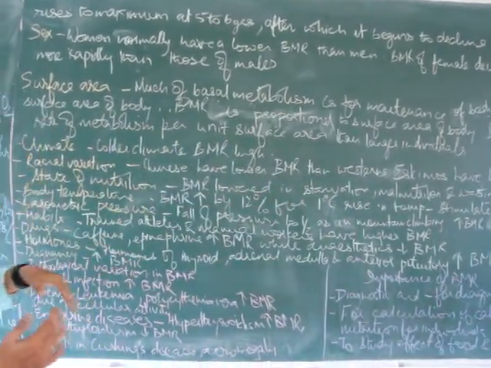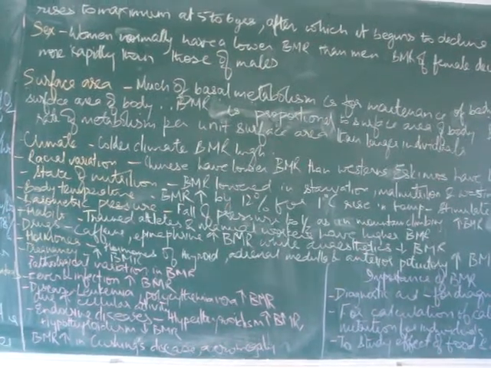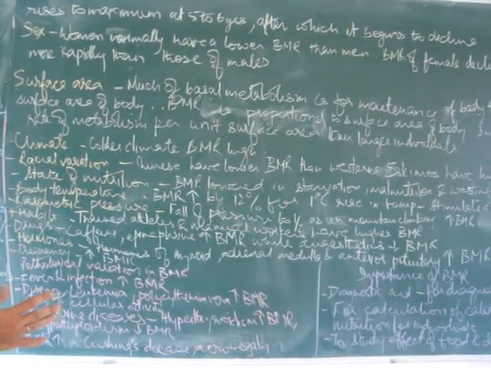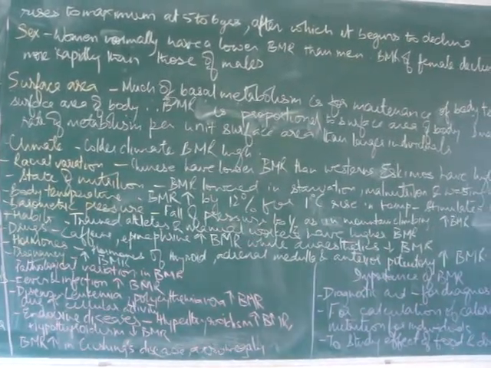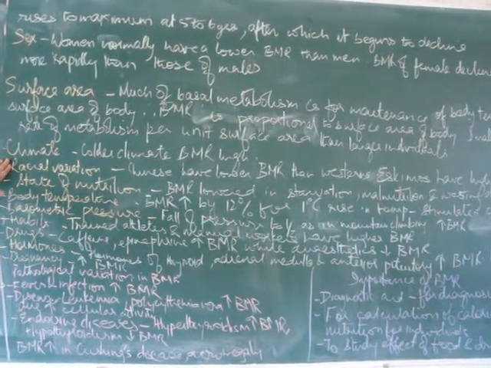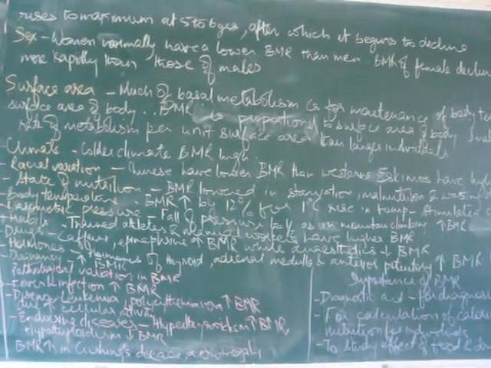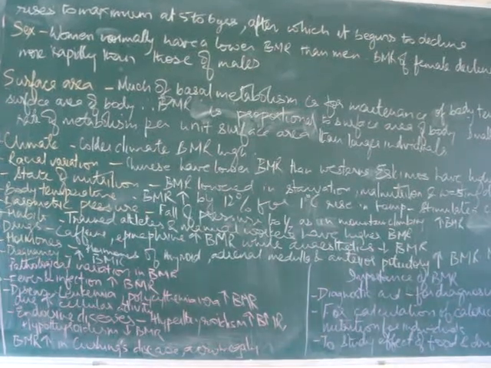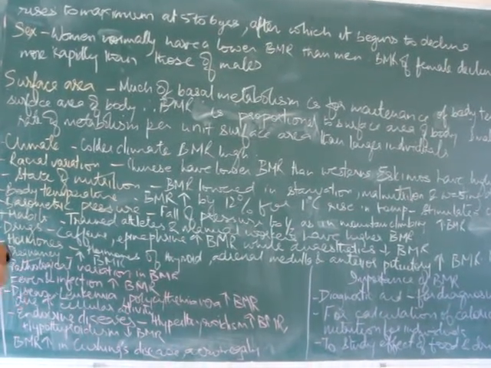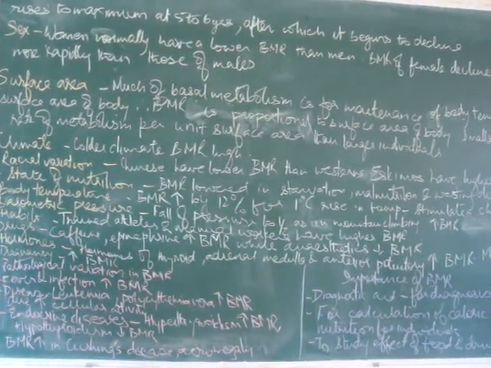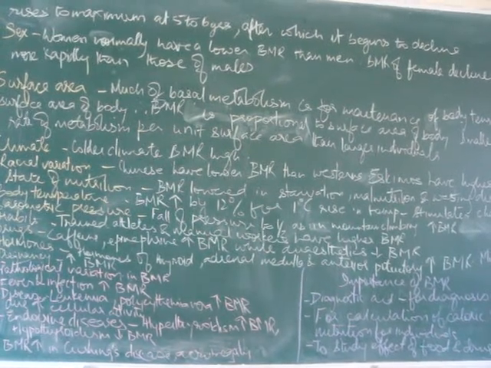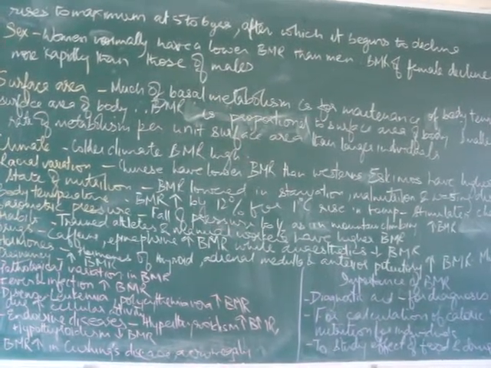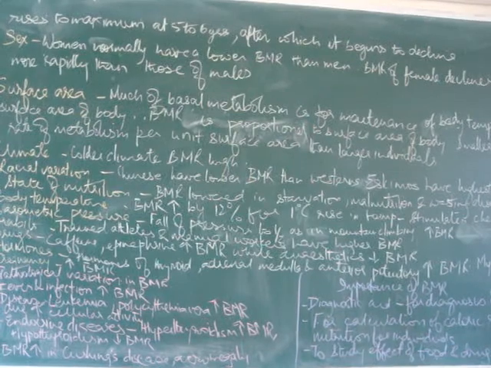So smaller individuals have a higher rate of metabolism per unit surface area than larger individuals. Then climate: people living in colder climates have a higher BMR because they lose body heat to the surroundings and therefore have to maintain body temperature, so they burn more calories to maintain it.